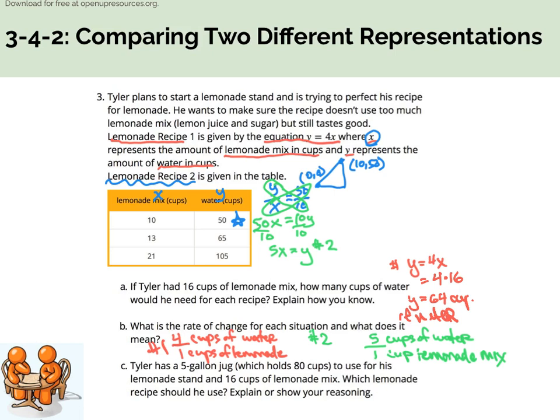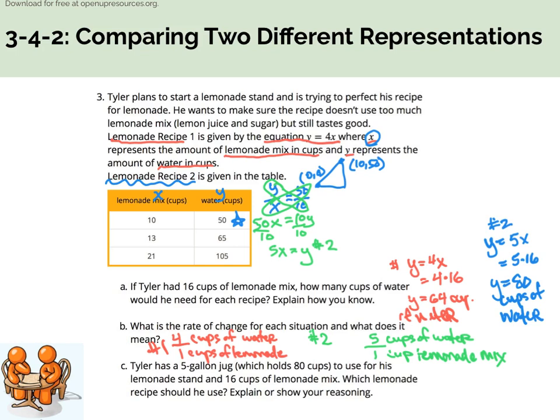All right, let's do number 2, same kind of thing. So we have y equals, and that equation was y equals 5x. So we're going to have 5 times 16. So if we do 5 times 16, that amount is 80. So it's 80 cups of water. So lemonade number 2 uses more water than lemonade mix number 1.